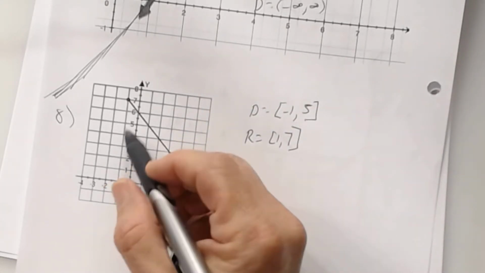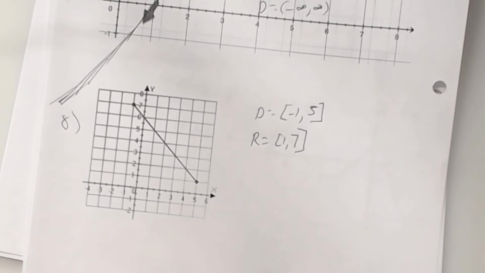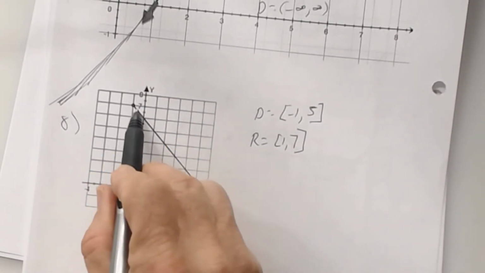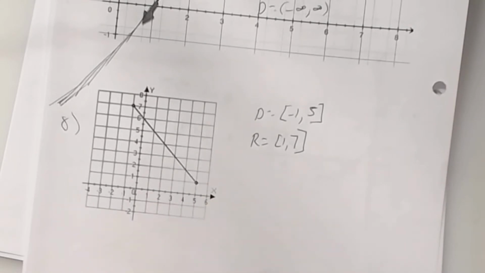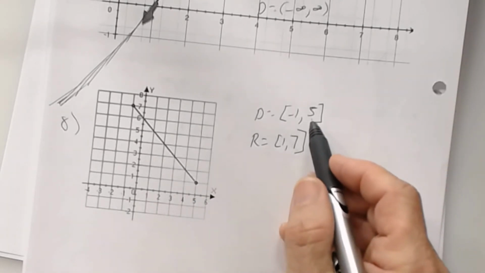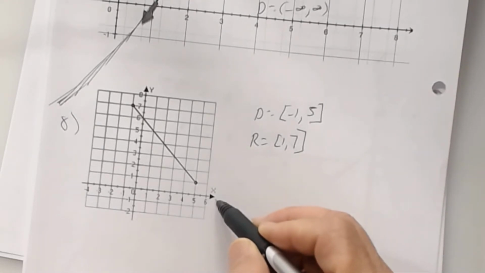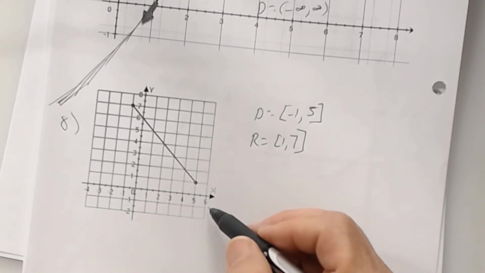Am I going to get a y value of 8 ever on this graph? No, because 8 is here. There's no point on the graph where y is 8. Same thing for domain. Am I ever going to get an x value of 7? Here's where x is 7. Am I going to get an x value of 7? No. There's no graph when x is 7.